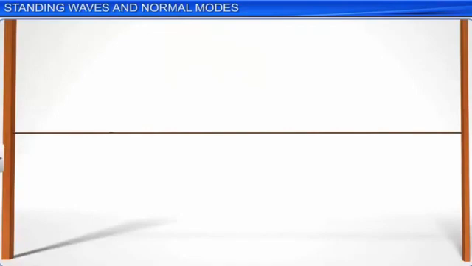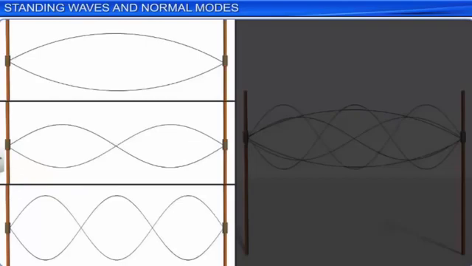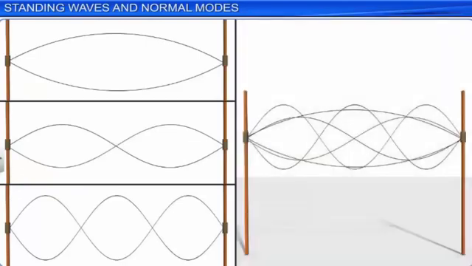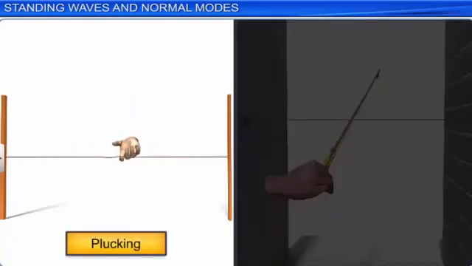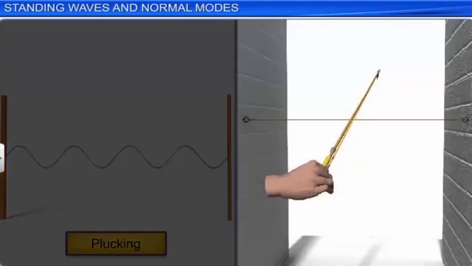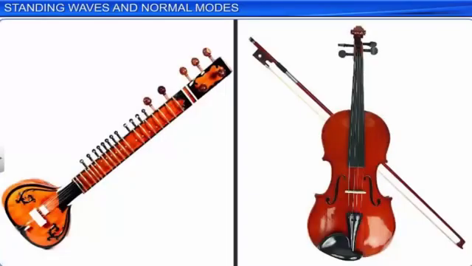A stretched string fixed at both ends can vibrate simultaneously in more than one mode. The mode that is strongly excited depends on where the string is plucked or bowed. Musical instruments like the sitar, violin, etc. use this principle to produce music.